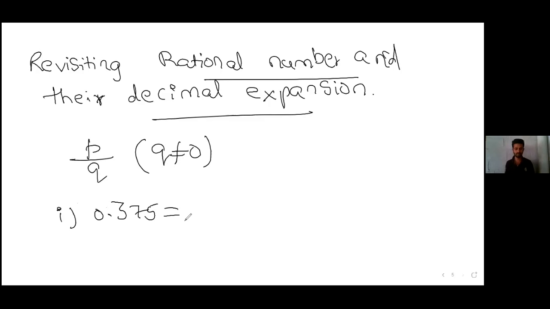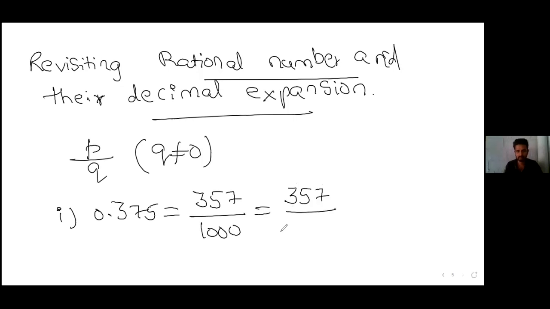0.375. How can we write it in other forms? I'll just do some reverse engineering, like we can write this as 375 divided by 1000, right? Also further, this 1000 is 10 cube, 10 into 10 into 10, that is why we can write it this way, right?